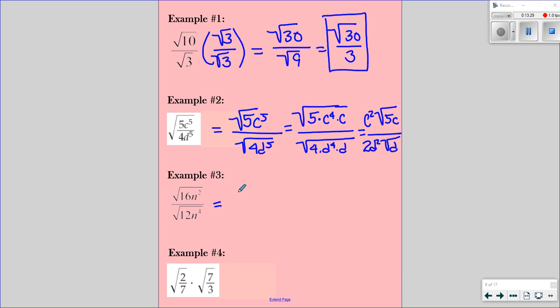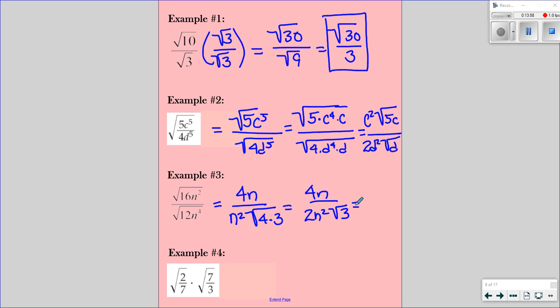This one's been split up for us, so we can just continue working. So the square root of 16 is 4, and n to an even power would be just n. And at the bottom, 12 can be broken into, I'm going to put n outside because n to the 2nd power, you're just dividing 4 by 2. And then 12 can be broken into 4 and 3. Square root of 4 gives you 2, so then 2 will come out, and then you're just left with 3.